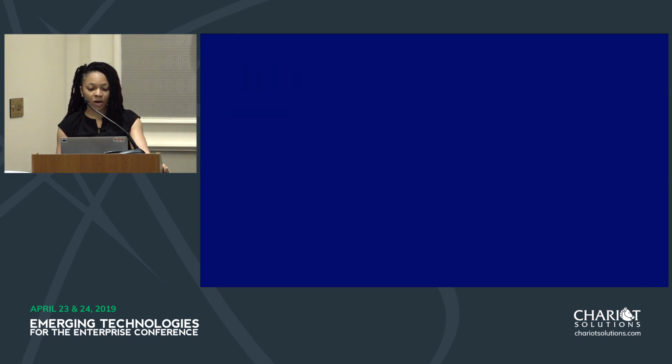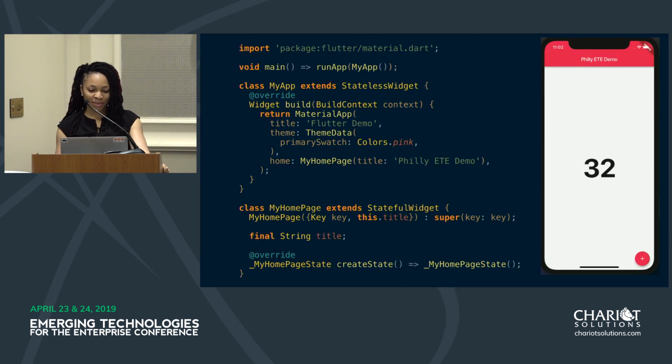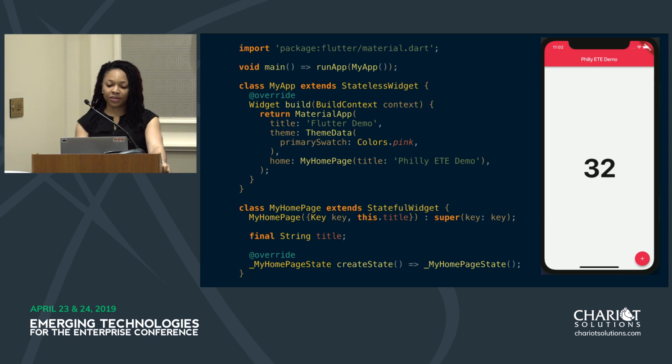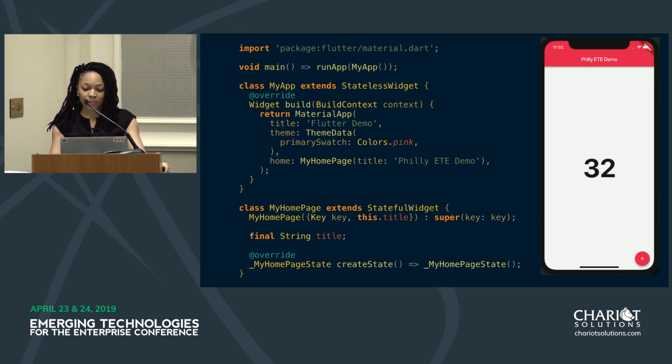Okay, so let's go back to our main.dart file. This is what we created initially. I just modified it a little bit. In this application, I'm showing in the center of the screen a text, 32, and at the bottom right is a floating action button. When I tap on the fab, it increments the number. I just want to highlight a few things that stood out to me when I was looking through this code for the first time.